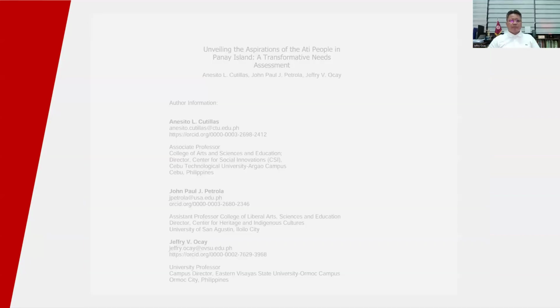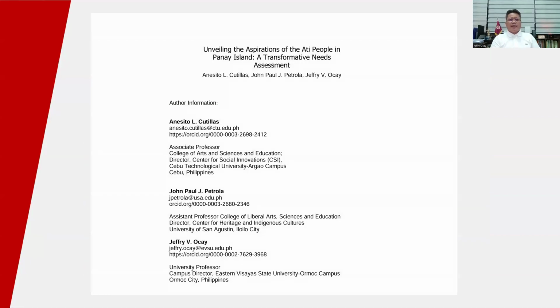So this is the first part. The working title again is Needs Assessment of the Anti-Indigenous People in Panay Island. But when we were done with the research, we came up with a beautiful title. The title is now Unveiling the Aspirations of the Ati People in Panay Island: A Transformative Needs Assessment.